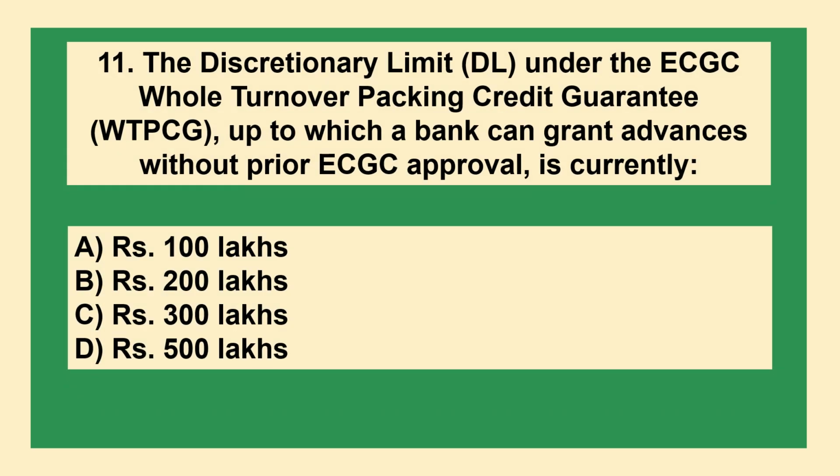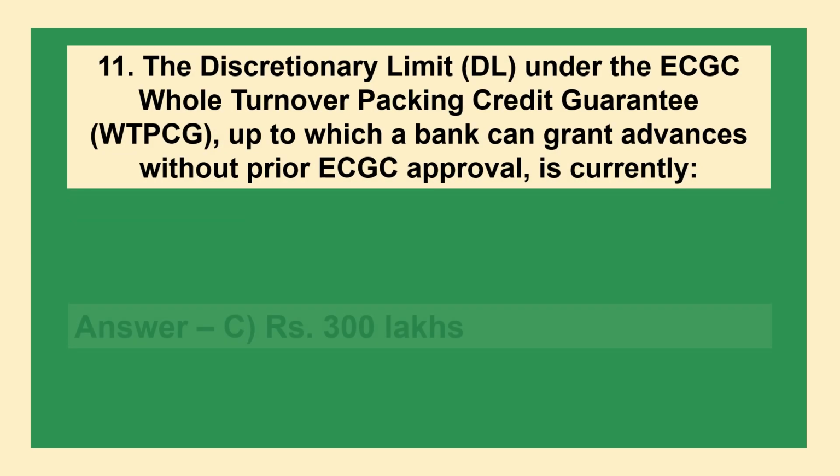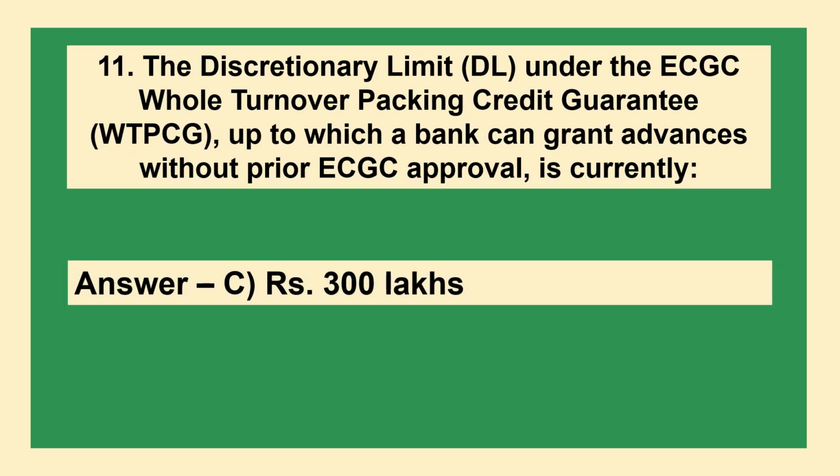The discretionary limit, DL, under the ECGC whole turnover packing credit guarantee scheme, WTPCG, up to which a bank can grant advances without prior ECGC approval is currently: option A, rupees 100 lakhs, option B, rupees 200 lakhs, option C, rupees 300 lakhs, option D, rupees 500 lakhs. The answer is option C, rupees 300 lakhs.